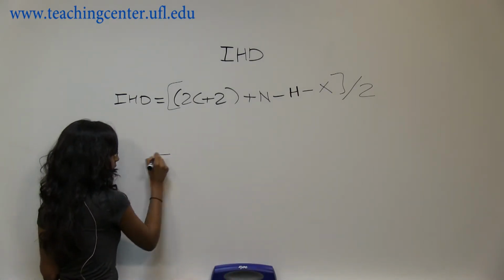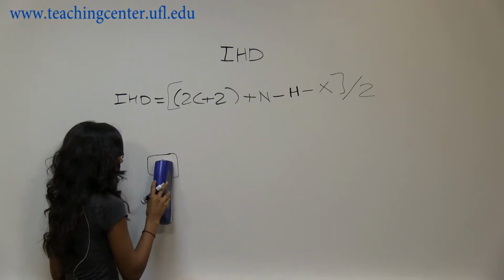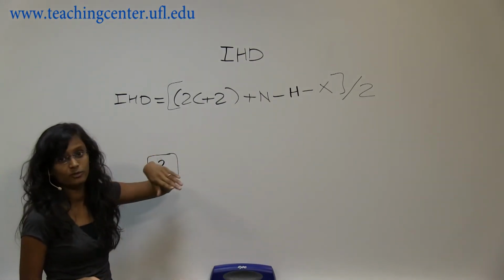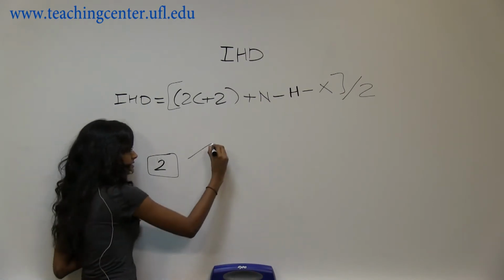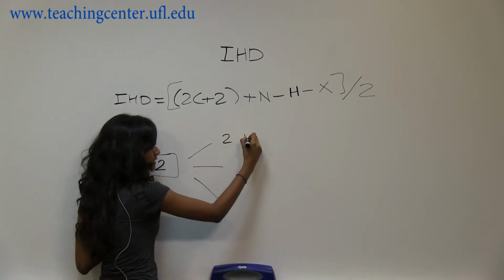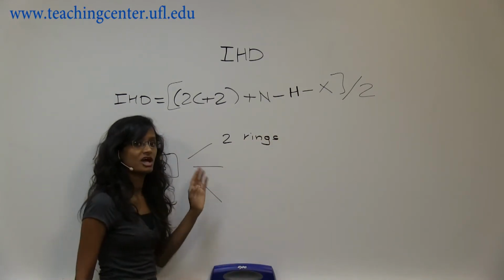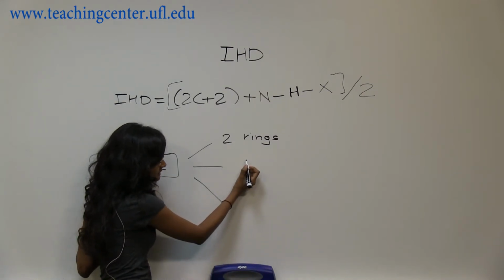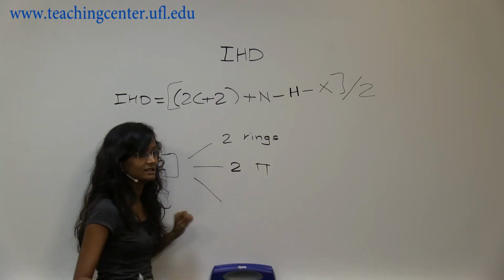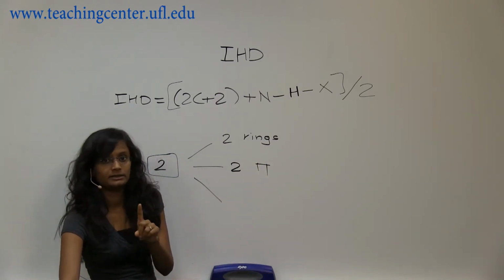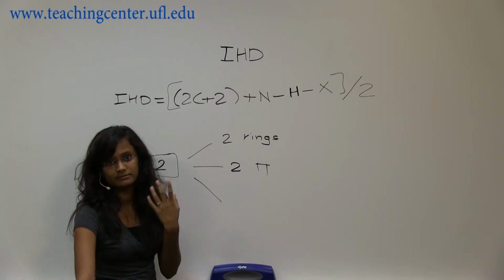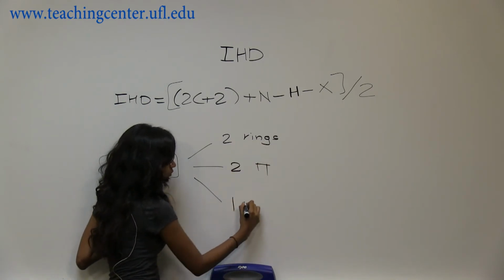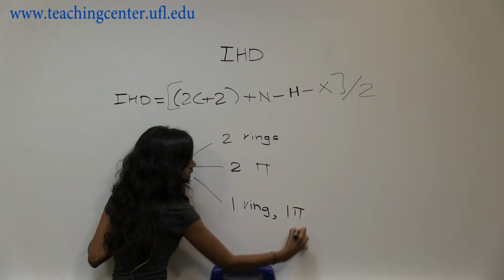Let's see the answer was 1. Actually, let's make it 2. So let's say the answer was 2. You did the calculation based on the formula and you got 2. Then you have 3 different options. It could be 2 rings in your structure, because remember, whenever you have rings, you're short of 2 hydrogens. So 2 rings, or 2 pi bonds, like 2 alkenes or 1 alkyne, or a ketone bond or anything, just 2 different pi bonds. Or you can have a mixture of these two, where you have 1 ring and 1 pi bond.